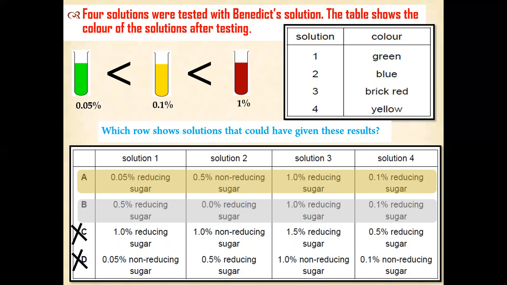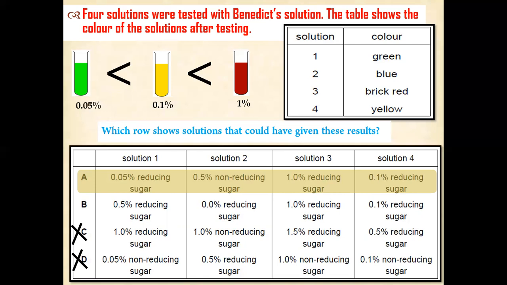And in this option B, we shall check the same concept. Now, the solution number 2 is correct. Why? Because 0% is giving blue color, but solution number 1 is 0.5%. Solution number 3 is 1%. So the solution number 4 should come in between the solution number 1 and 3, but it's not coming in between. It's showing less than solution number 1. So B is the wrong one.